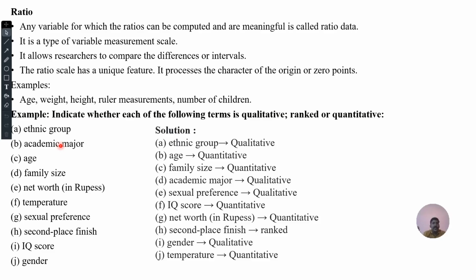That is the academic measure. Here, we can't measure. It's qualitative data. Age is quantitative data. He is 5 years old, he is 10 years old. That is measured. Family size is also one of the quantitative data.